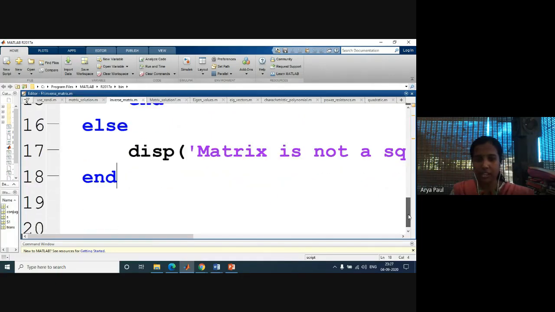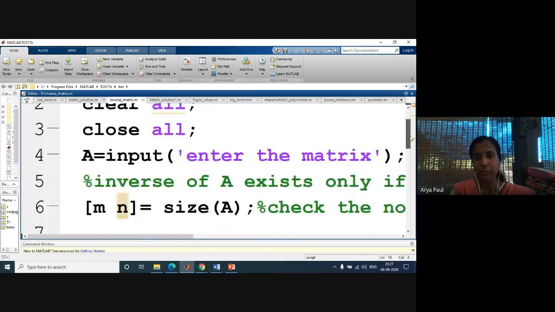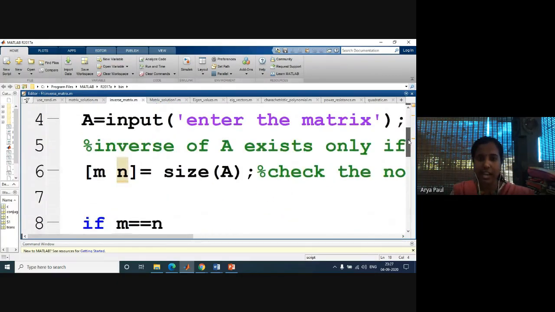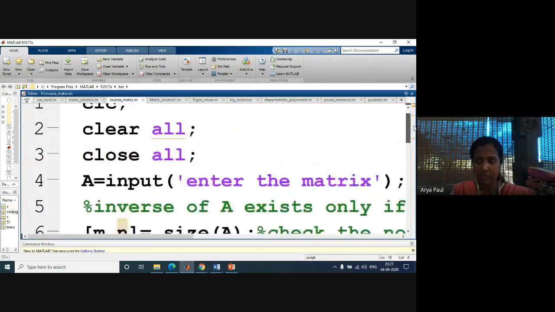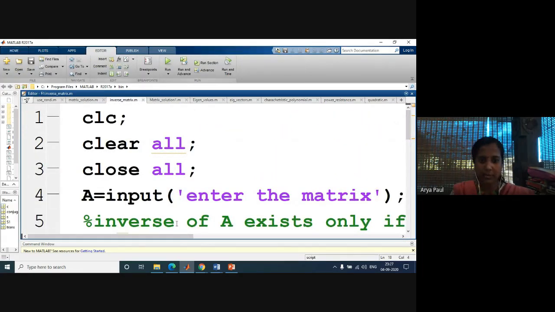Okay, so I think that is clear. It's a very simple program. This is a generalized program. You need to write it to find out the inverse of a matrix like this. Shall I run this?